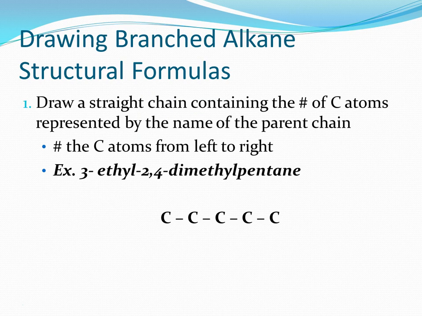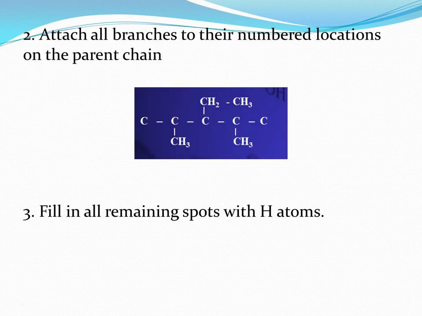If you are instead given a name and asked to draw, you should begin by drawing the parent chain. In the case of 3-ethyl 2,4-dimethyl pentane, the parent chain has 5 carbons. Next, we would add the ethyl branch to the 3rd carbon and the 2 methyl branches to the 2nd and 4th carbons.